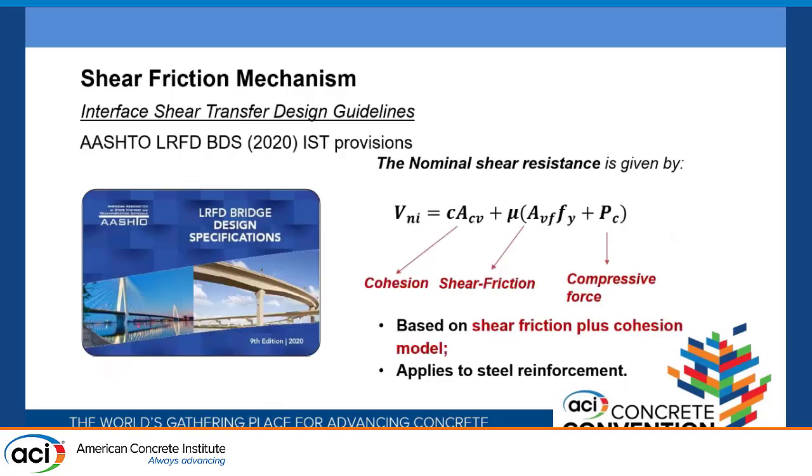So let's see another one, the AASHTO BDS. In this case it also applies to steel reinforcement. This guideline is based on the shear friction plus cohesion model, so for that reason you can see that this equation is longer than the previous one. In this case we have the contribution of concrete here, and in this part the contribution of the shear friction represented by the reinforcement, and also if there is any compressive external force.